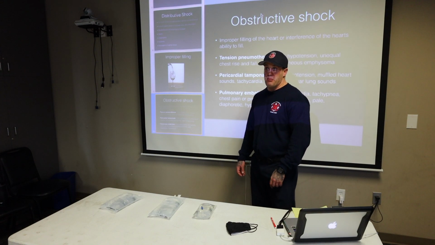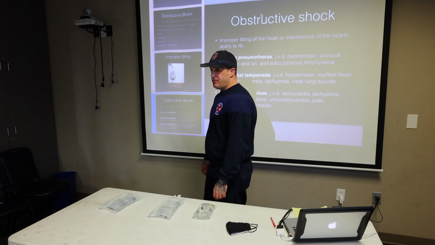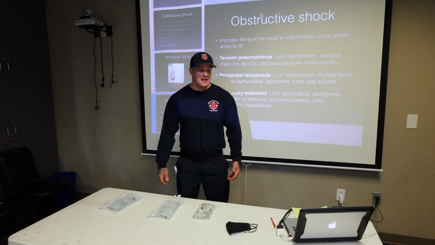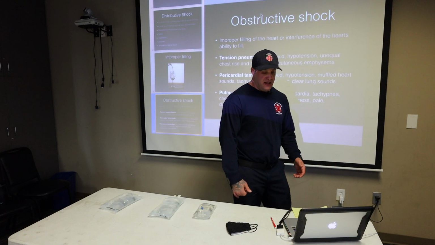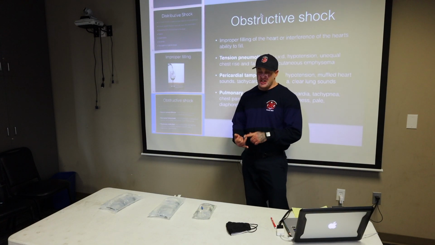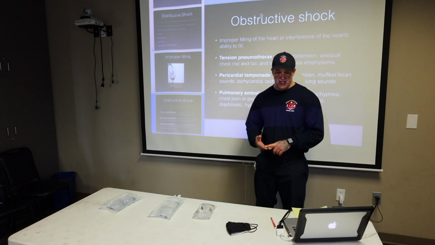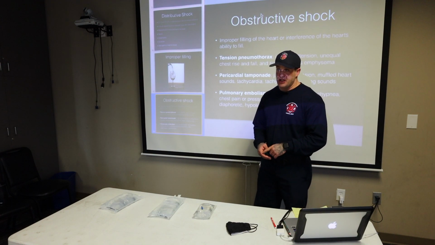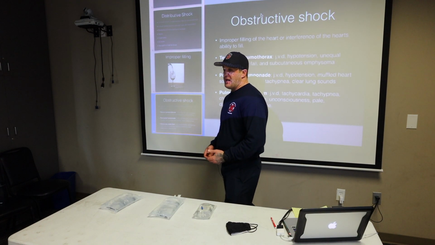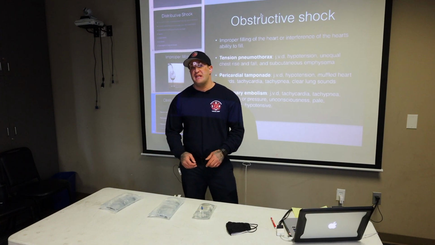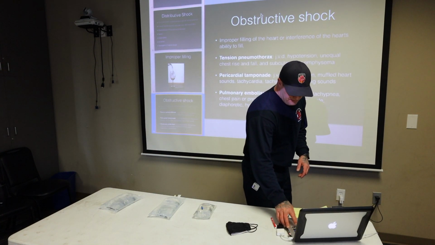And then a pulmonary embolism. Usually it's going to be with chest pain, something's blocking the flow and obstructing how the body's blood circulates. If you notice a theme, we have JVD, tachycardia, tachypnea, and then hypotension. Patients are usually going to be pale and diaphoretic. Those are going to be key things that we see during most of these.